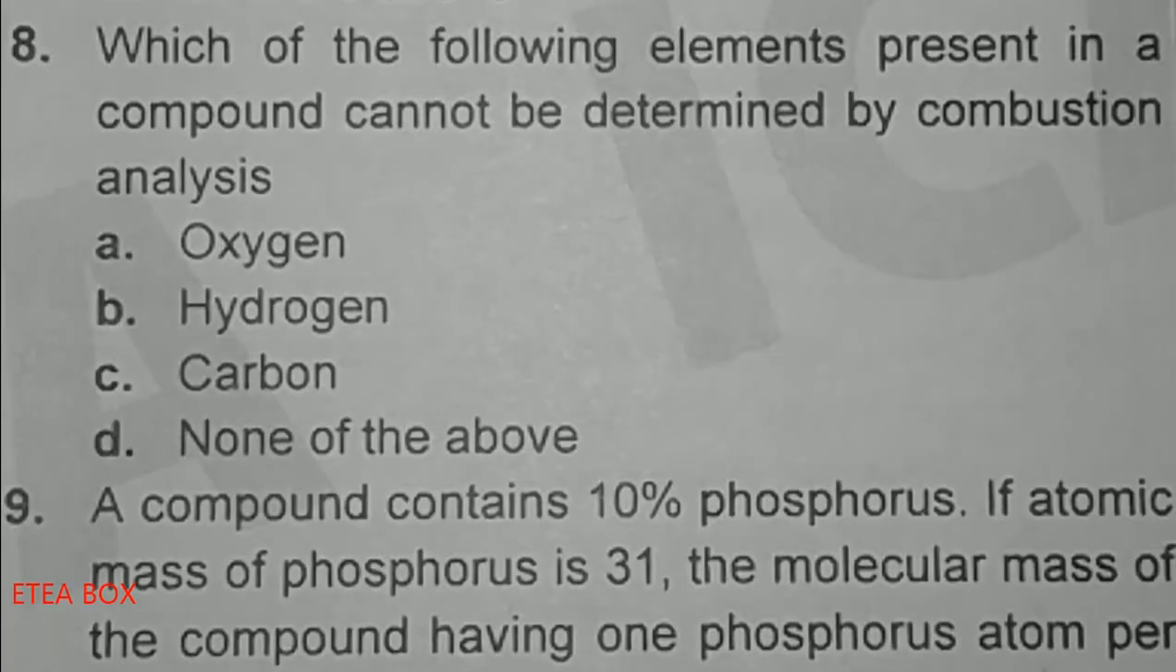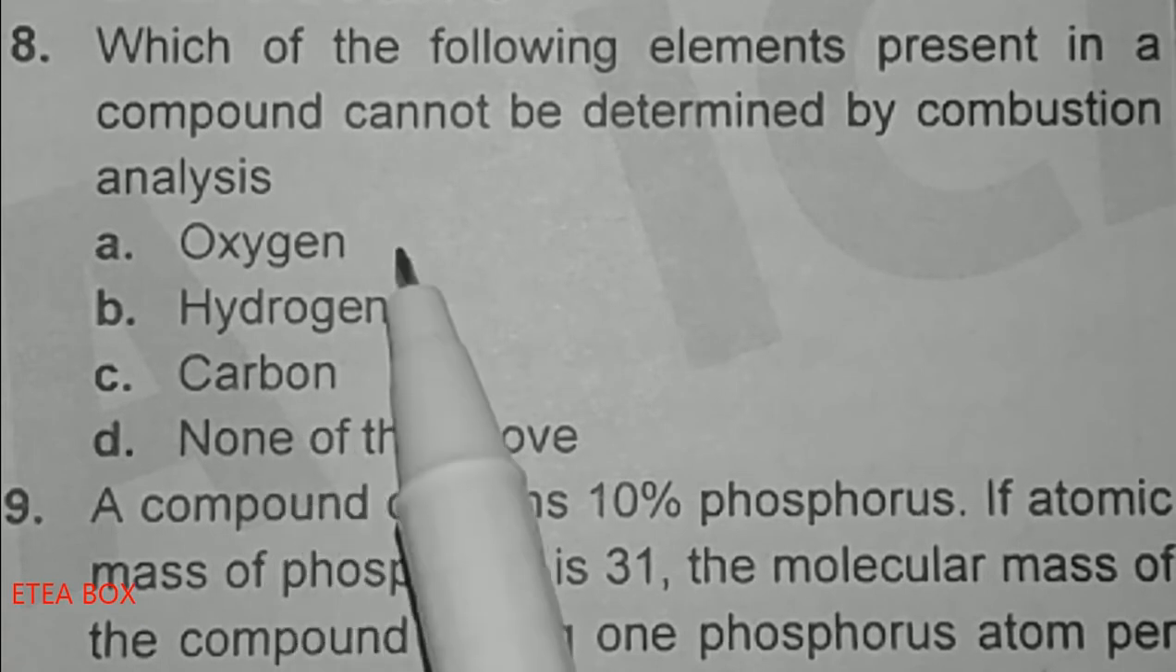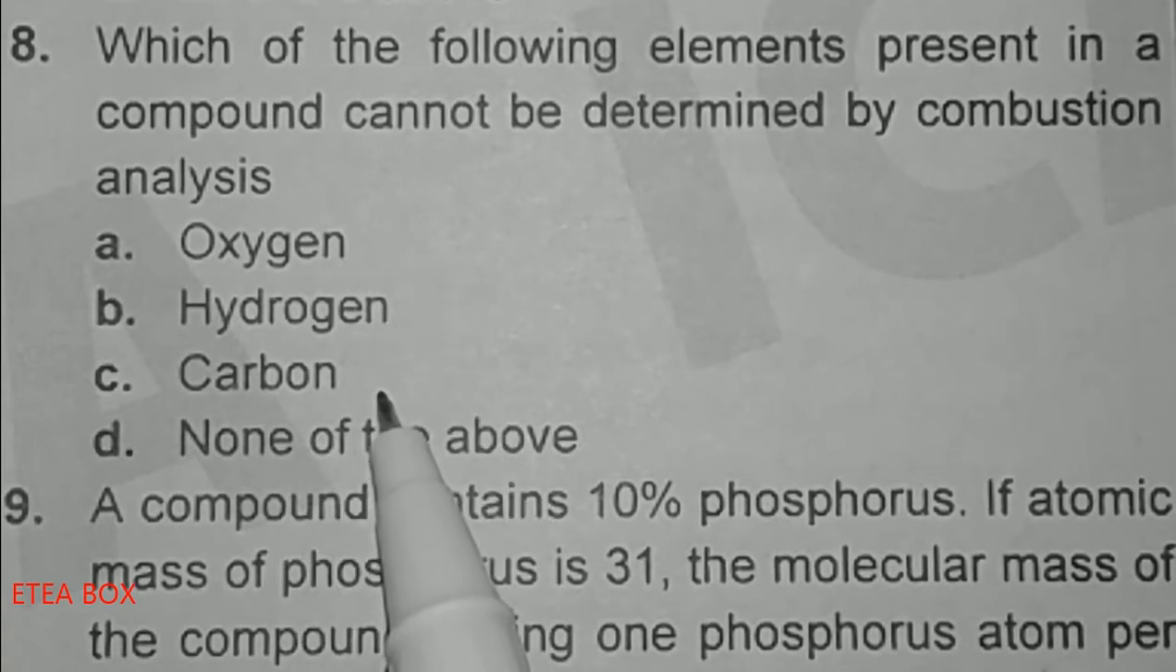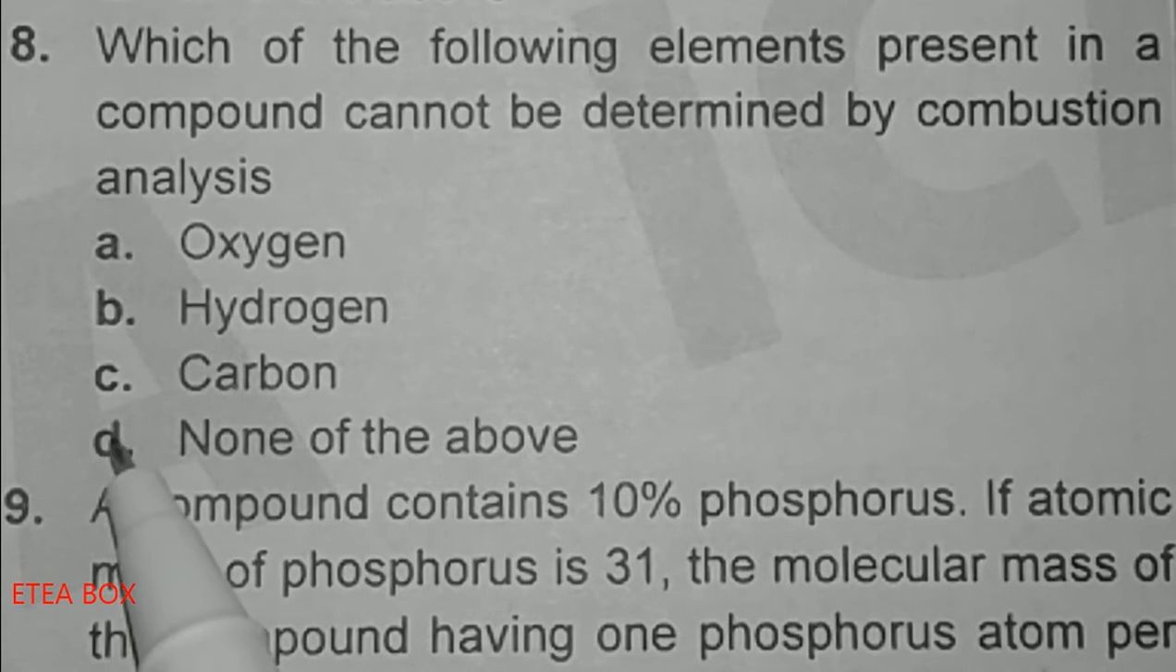Which of the following element present in the compound cannot be determined by the combustion analysis? So oxygen, hydrogen and carbon, these three can be analyzed during combustion analysis. So option D is the correct one.